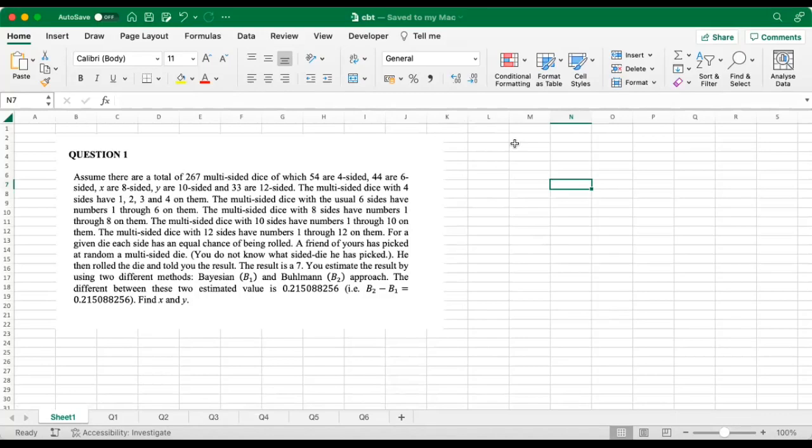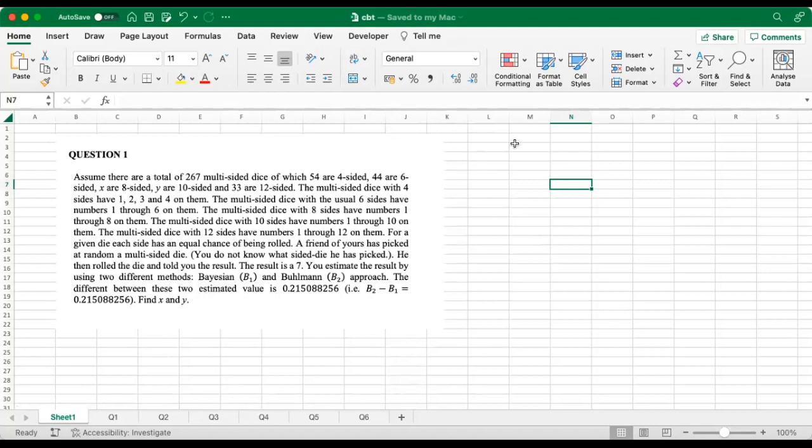Hi everyone, today we are going to explain question 1 of the simulation and credibility theory CBT. For question 1, assume there are a total of 267 multi-sided dice of which 54 are 4-sided, 44 are 6-sided, X are 8-sided, Y are 10-sided, and 33 are 12-sided.